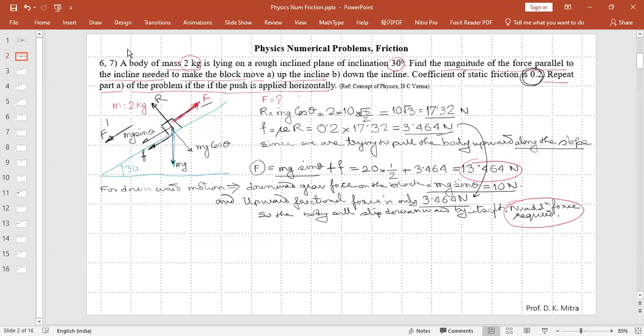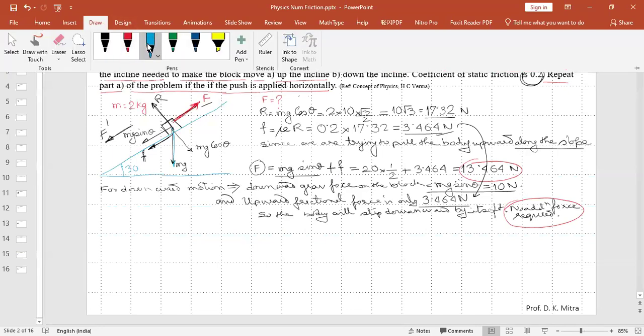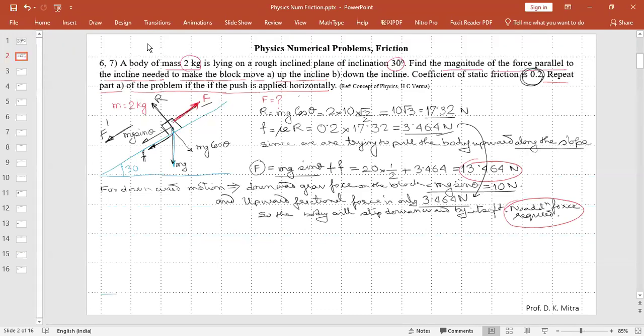the push is applied horizontally. Now look here, the push is applied along the slope upward. Now if the push is applied horizontally, then what happens? We have to let's draw the diagram once again. Let's draw only part of the diagram once again.